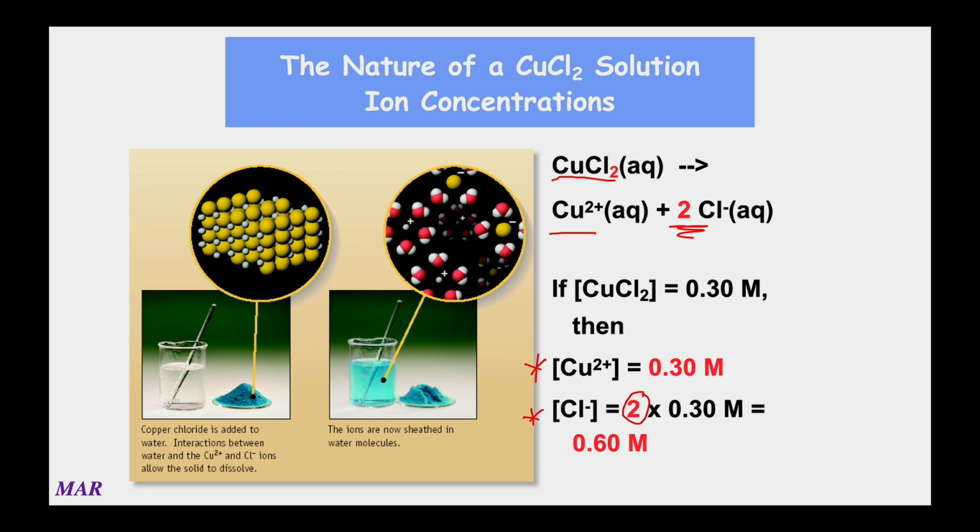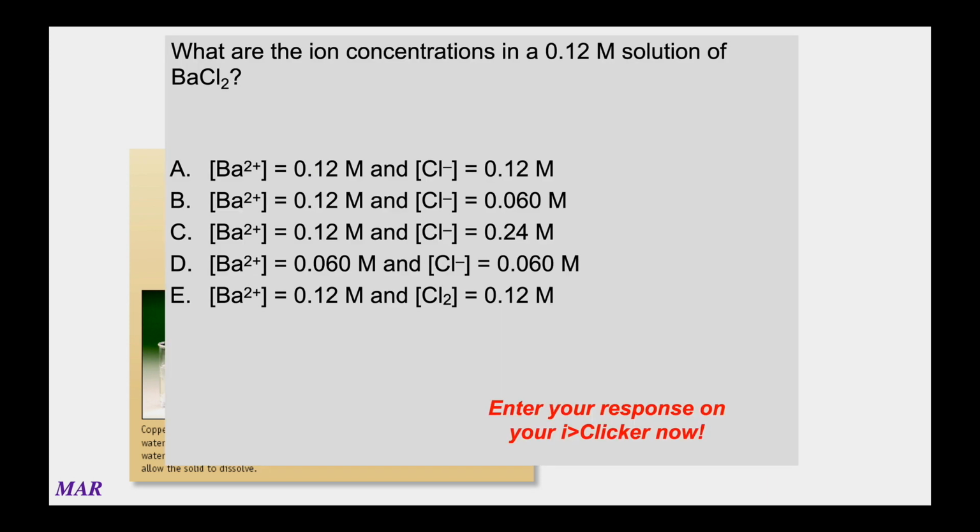This can be kind of interesting because if you're trying to watch the chloride concentration and you think, oh, this is only 0.30, whoops, because of the stoichiometry, the 2 in the CuCl₂ formula, you actually end up with twice the concentration. So chemists beware. This is an example where you have a barium chloride solution, and the barium chloride is 0.12 molar. And the question is, what are the ion concentrations in this solution?